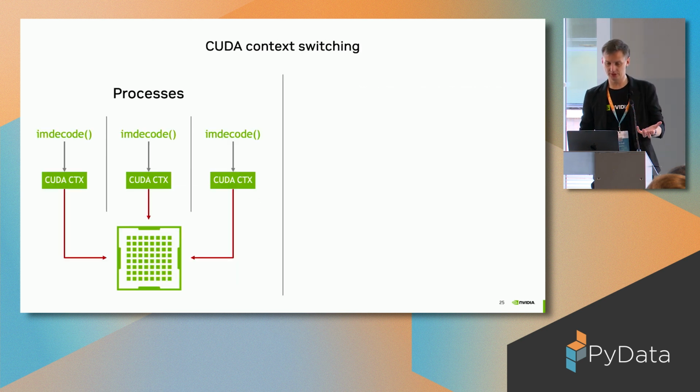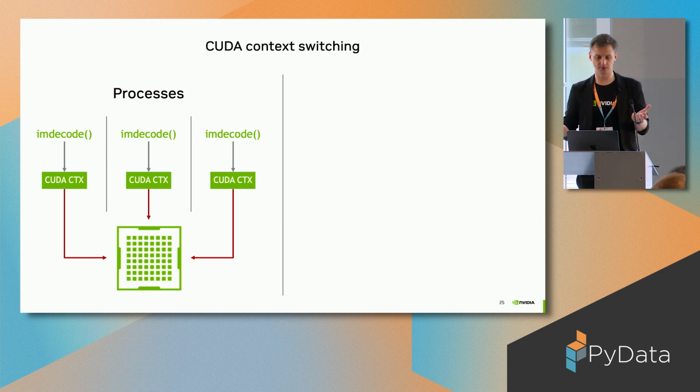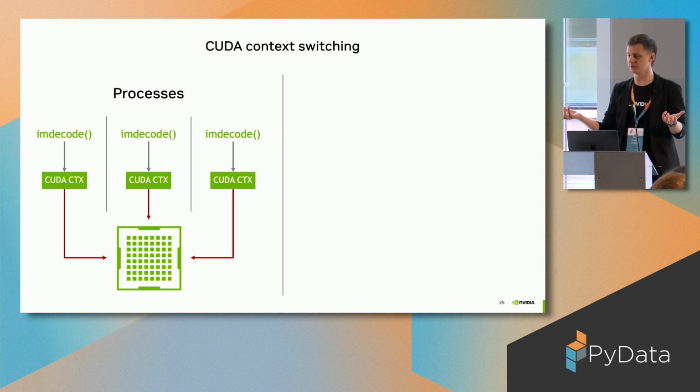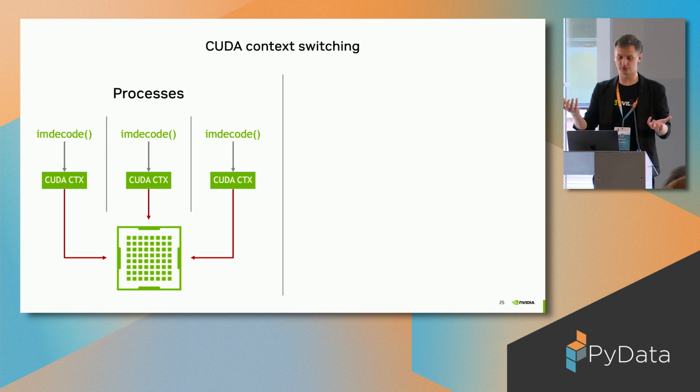The reason here is something that's called CUDA context switching. When we have processes, every process needs to have its own CUDA context. We can't share memory between processes, right? There are tools for sharing memory between processes, like IPC. So every process needs to have its own CUDA context.